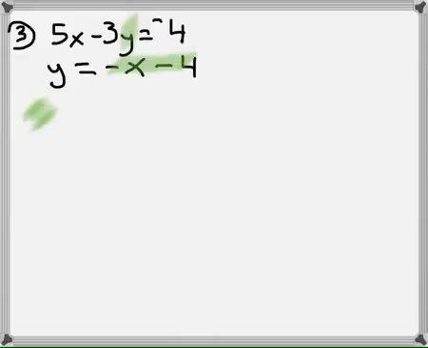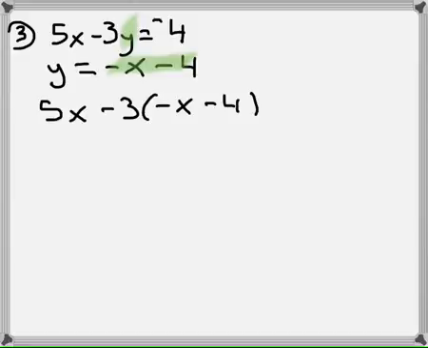Okay, check yourself. Oopsies. 5x minus 3 times negative x minus 4 equals negative 4. So 5x minus 3, the y is this right here, negative x minus 4 equal negative 4. What do I have to do first? I hope you said distribute. That means to multiply 2 times. Once, twice. Copy the 5x down.